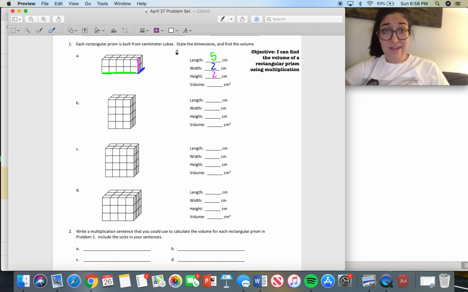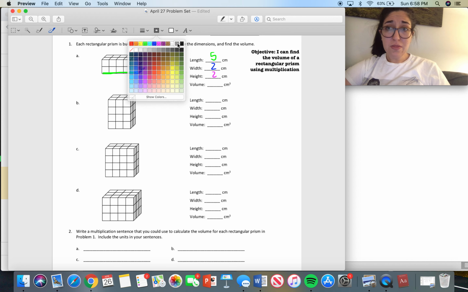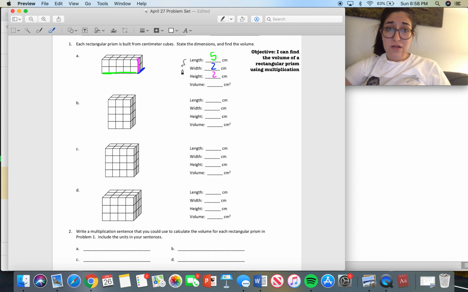So having said that, let's multiply these together. So the length and the width, 5 times 2, that's a 10. And then we got to multiply it with this, 2 times 10. Our total volume is going to be 20. Now it does not matter. It does not matter if you multiply the length and the width first or the width and the height first.